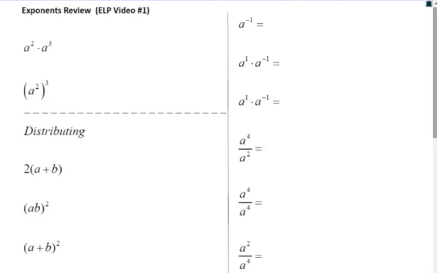As we start our unit on exponents, exponential, log, and power functions, it's really important that everybody be confident about your exponent rules. So I want to review exponent rules.